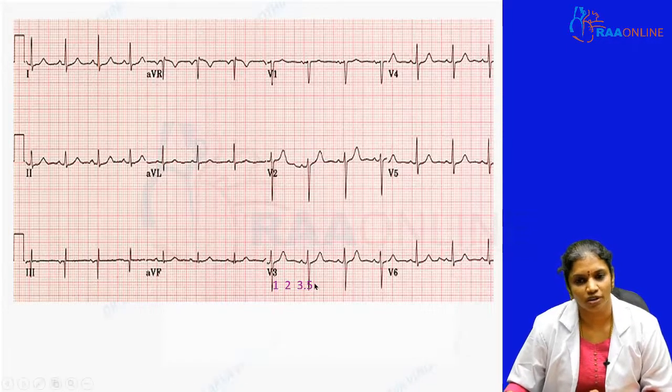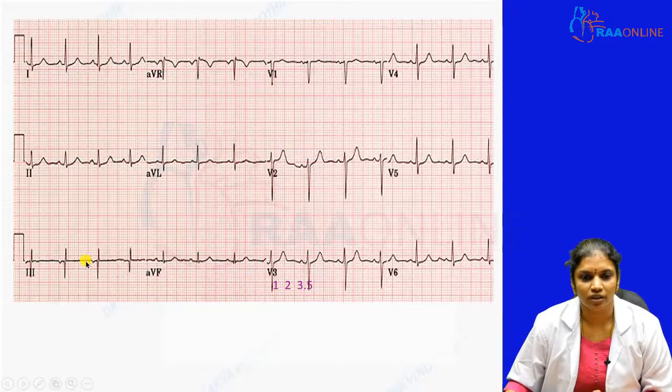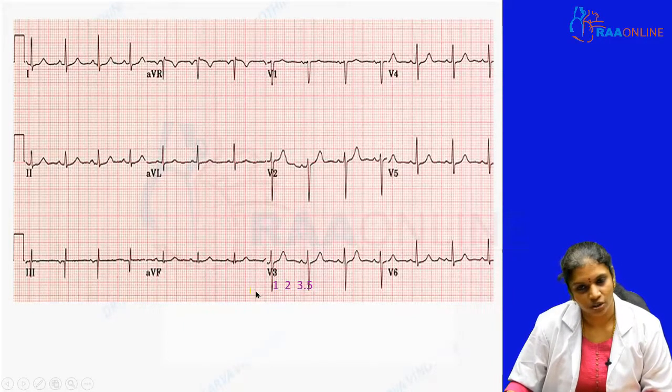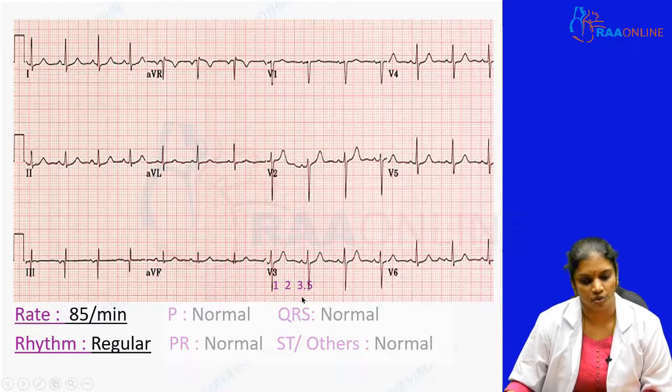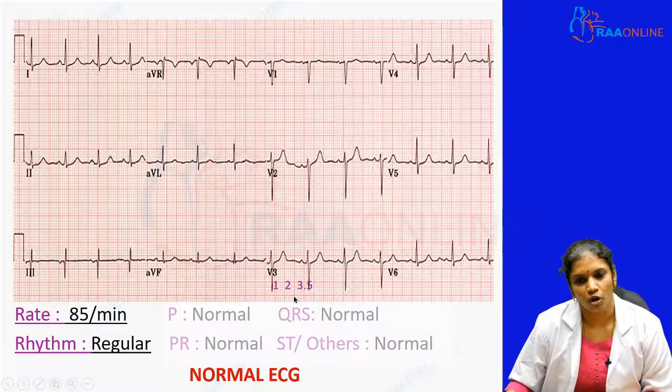So now we are just going to concentrate on the rate and the rhythm in the following ECGs. Here we can see that each P wave is being followed by the QRS complex and the QRS is occurring at regular intervals. So there are 3.5 large boxes in between. So the rate is going to be 300 divided by 3.5, 85 per minute, and it is regular. So this is a normal ECG.